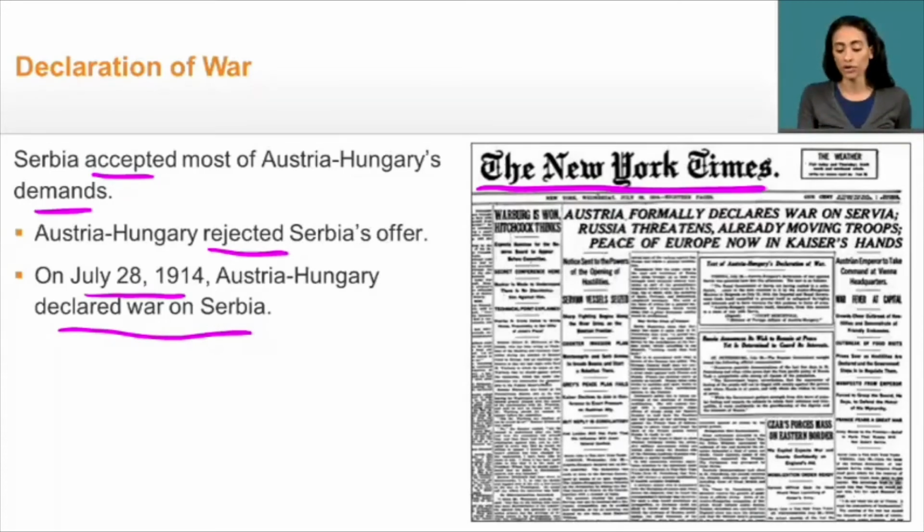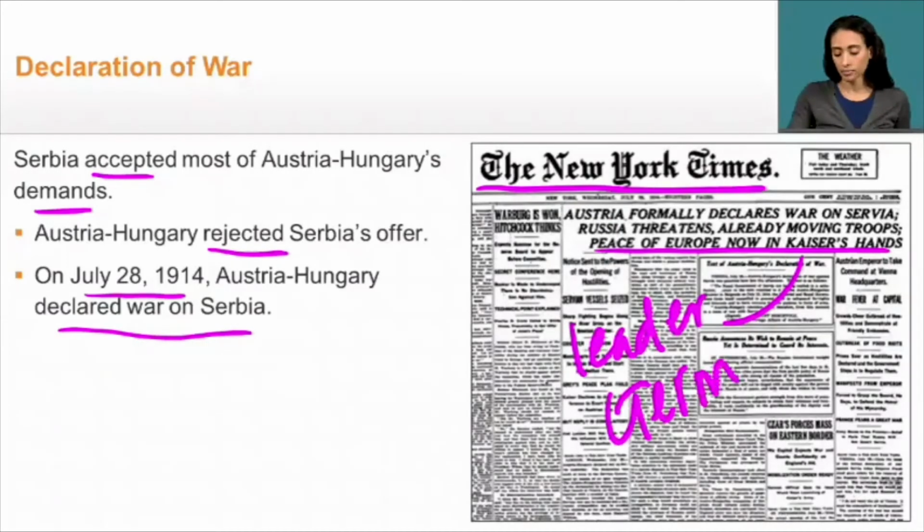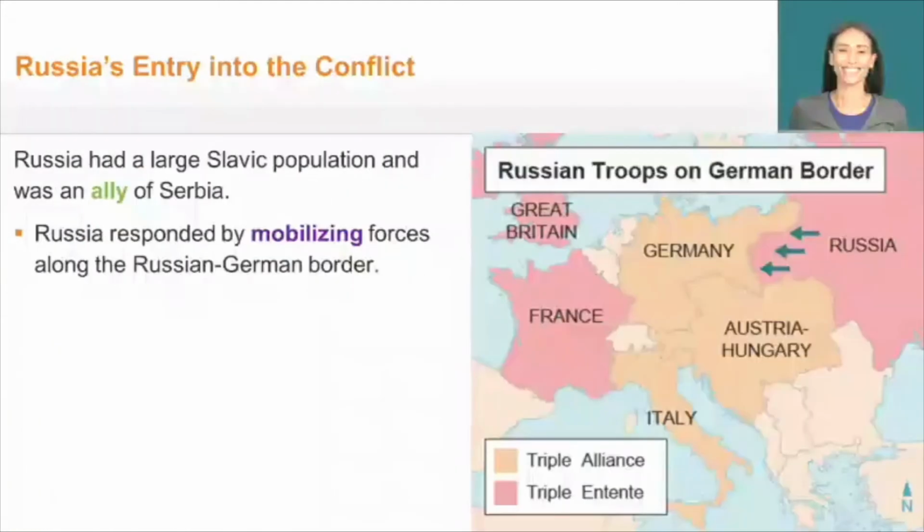It reads, "Austria formally declares war on Serbia. Russia threatens, already moving troops. Peace of Europe now in the Kaiser's hands." And the Kaiser is the leader of Germany. So now that alliance system that we talked about is going to become more precarious and imbalanced, because now all of these countries that promised to protect one another in the event of a conflict all have to jump into the conflict as it begins between Austria-Hungary and Serbia.